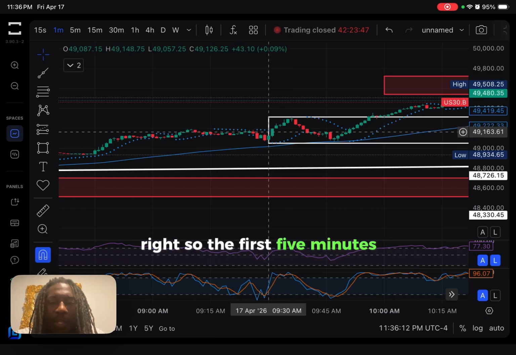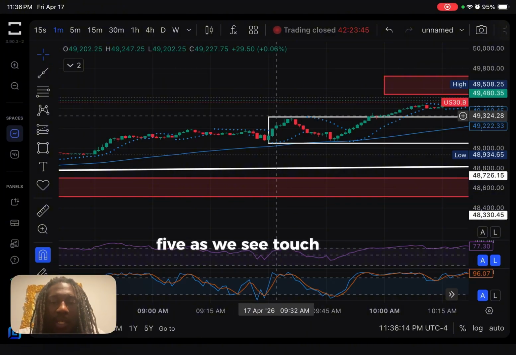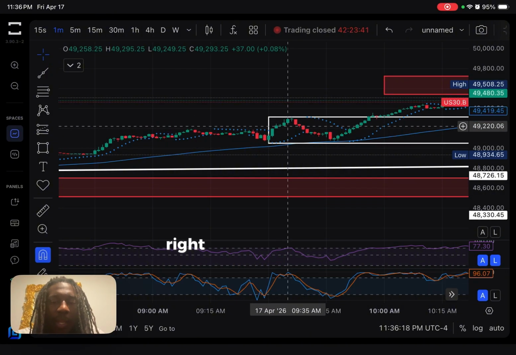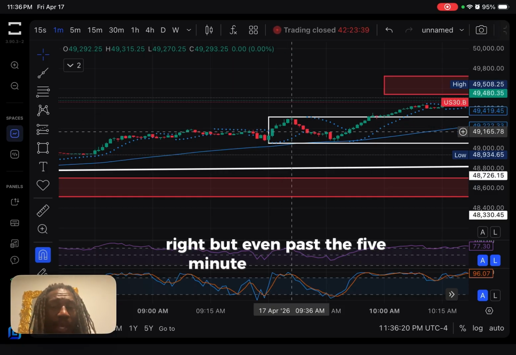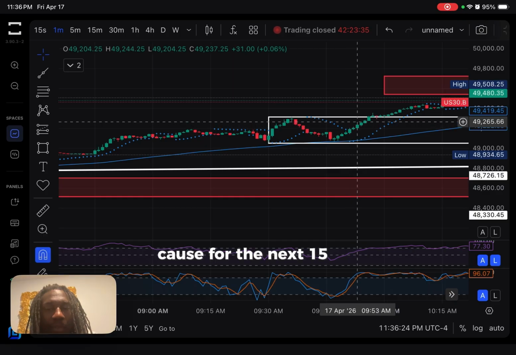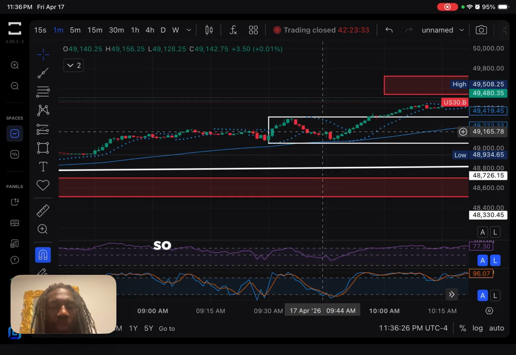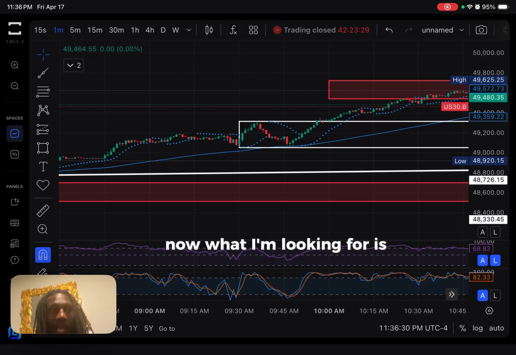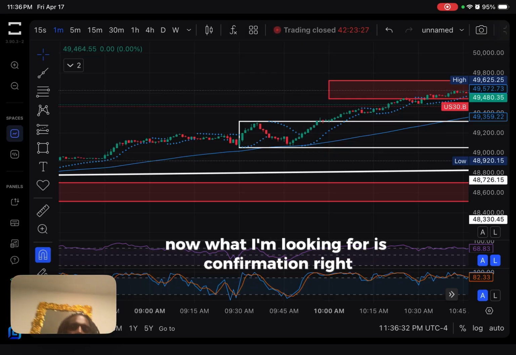So the first 5 minutes, 1, 2, 3, 4, 5, as we see, touch here and here. So now we created an opening range for that 5 minutes. But even past the 5-minute opening range, this became the 15-minute opening range, because for the next 15 minutes, it stays between this range. So now once we identified our opening range, what I'm looking for is confirmation, right?